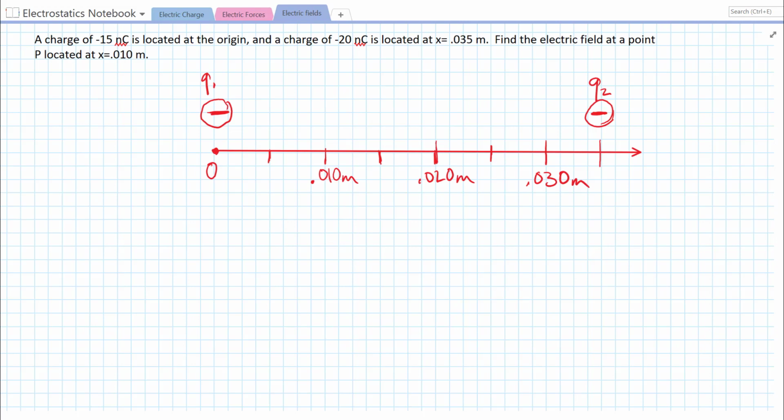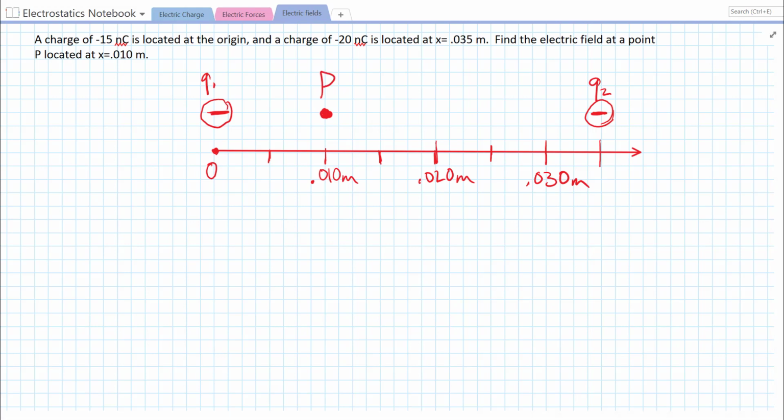A charge of minus 15 nanocoulombs is located at the origin, and a charge of minus 20 nanocoulombs is located at x equals 0.035 meters. Find the electric field at a point P located at x equals 0.010 meters. So I have Q1 labeled at my origin, I have Q2 labeled at 0.035 meters, and I'm also going to label my point P, which is at 0.010 meters. Label that a point capital P.